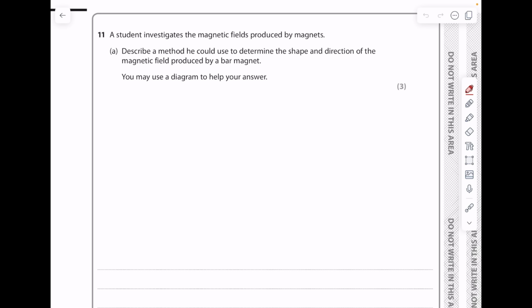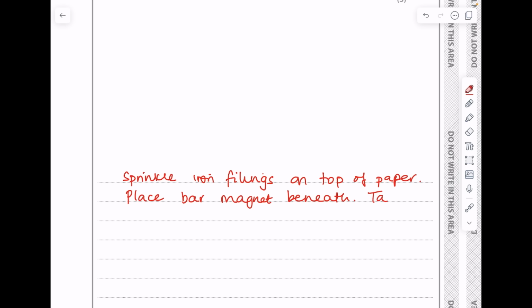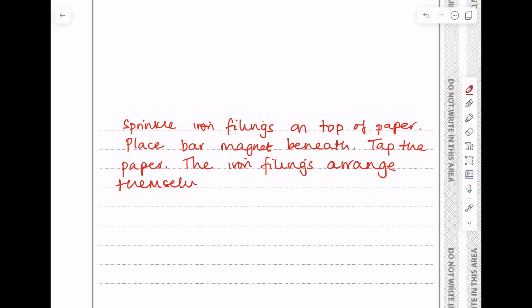So describe a method either involving iron filings or plotting compasses. I like the iron filings method personally. Sprinkle iron filings on top of paper. Place bar magnet beneath. Tap the paper, the filings arrange themselves in the pattern of the magnetic field lines.